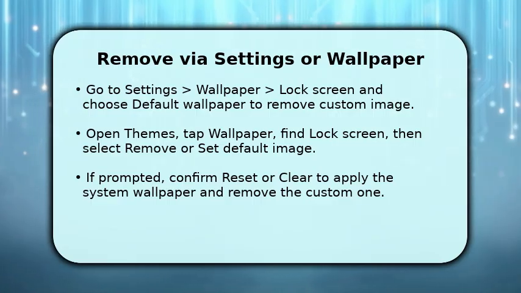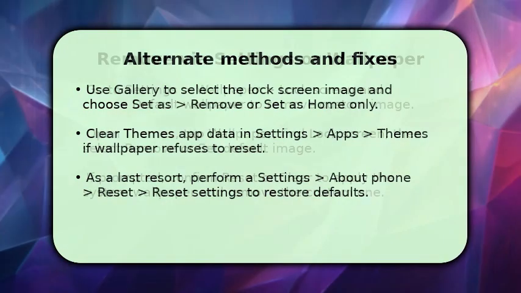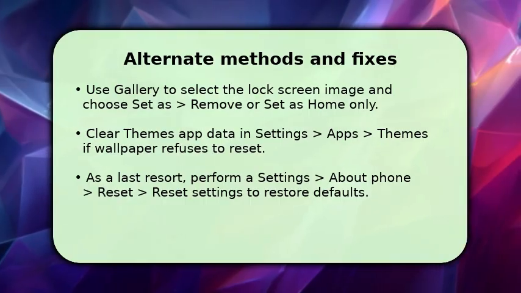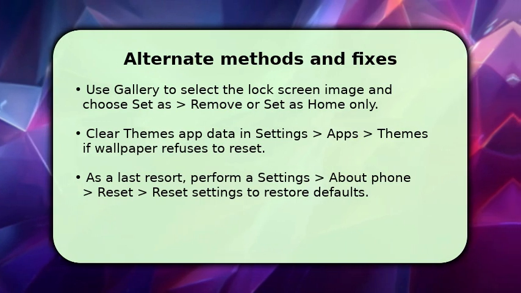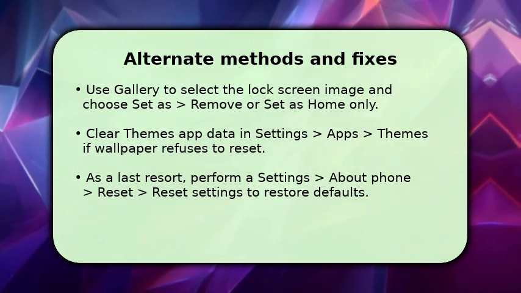If settings or themes fail, open Gallery and locate the lock screen image manually. Tap the image, open the three-dot menu, and choose Set as, then select Remove or Set as Home only.